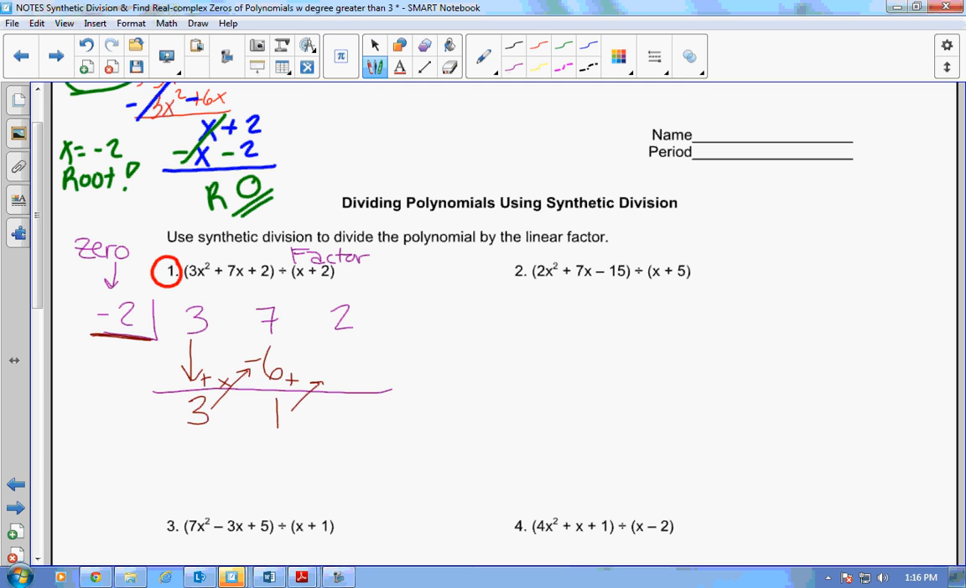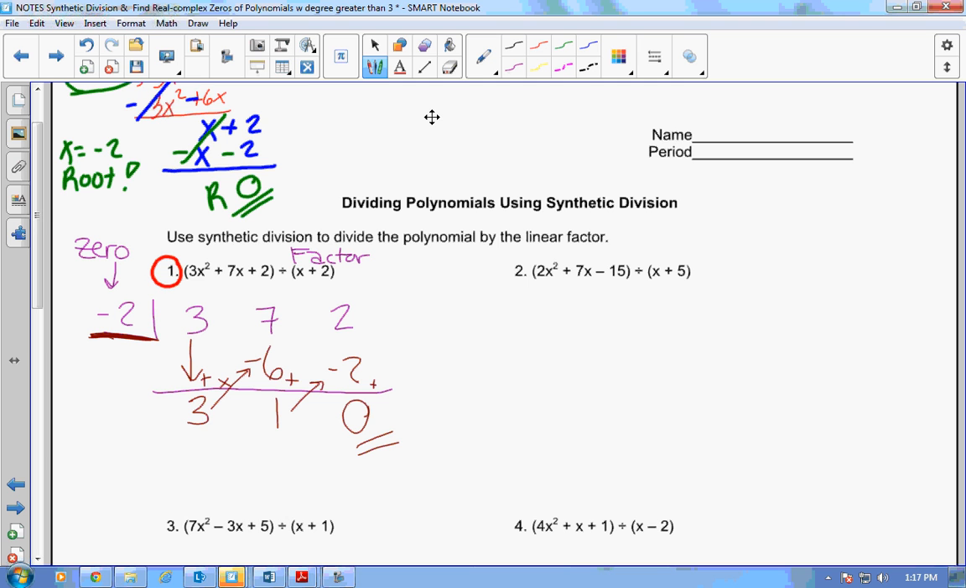Diagonally, I times by negative 2. We'll do it a couple times, and you'll see it's actually really fast. 1 times negative 2 is negative 2. I add my column, and I get 0. When that is a 0, it's good. It means this is actually an x-intercept.